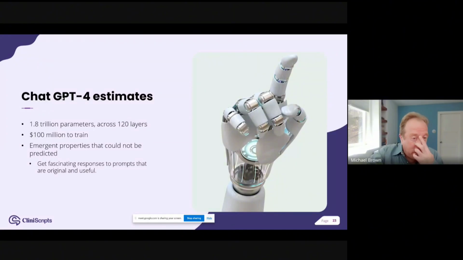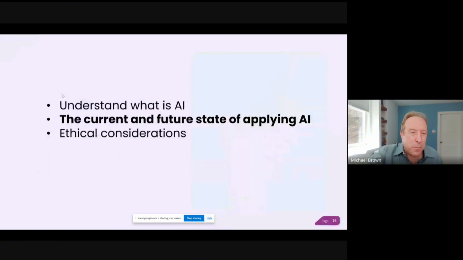ChatGPT is an example of how it gets expanded. So you can have 1.8 trillion parameters, trillion dots, off of 120 layers. It could take a long time to train and cost $100 million to train. And if you do make it big enough, it has emerging properties that cannot be predicted. You get fascinating responses to prompts that are original and useful, and you don't really understand where it comes from. But it is useful, and it is interesting, and incredibly valuable. And that's the third level of what I'm describing, is that incredibly useful stuff that we're now learning to interact with. So that's the basic understanding of what is AI.